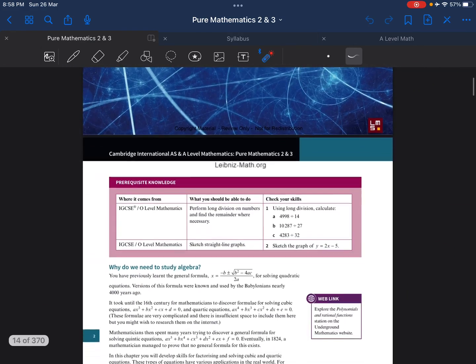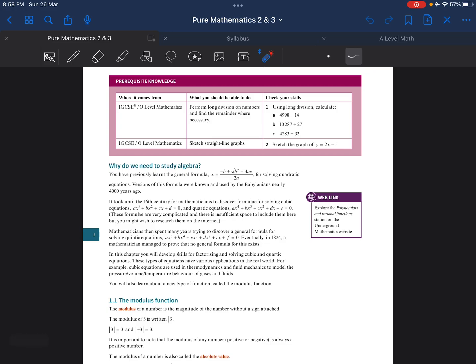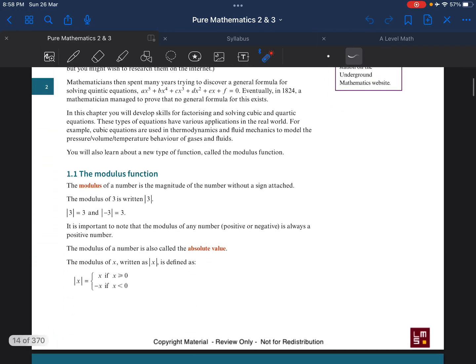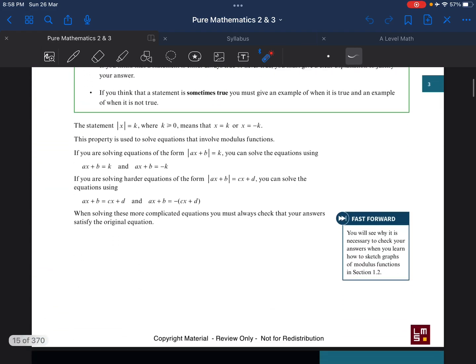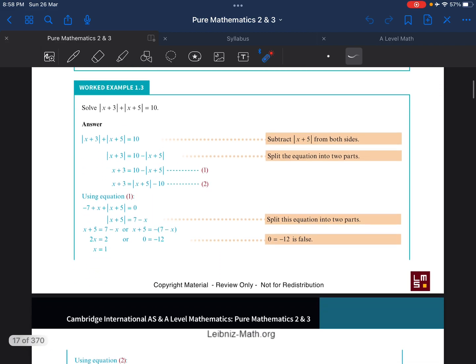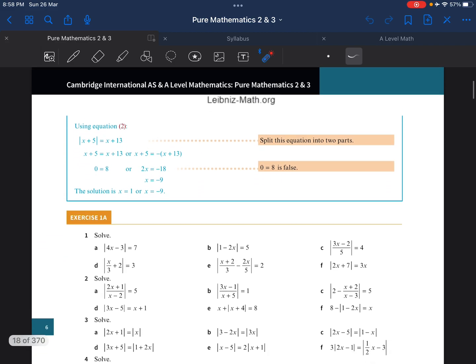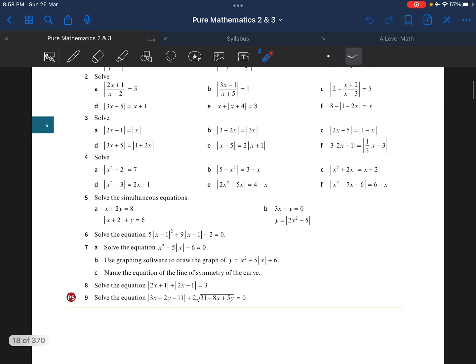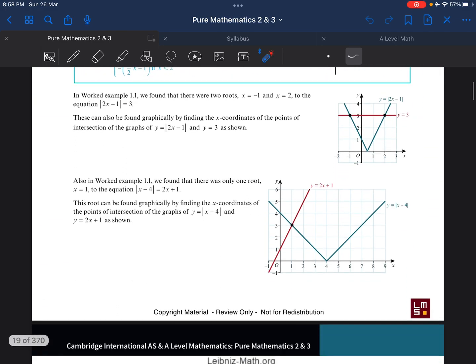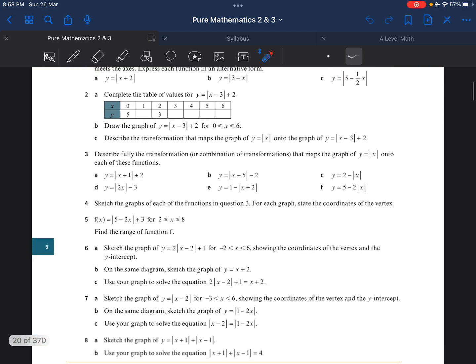So we go to the first part. Okay, so we just read through this. Why do we need to study algebra? You have to read through pages 1 to 8. You just go through it until you get to page 8, and you just try and see what it is about. You don't have to focus on anything. You just have to see what it's about. And there we have page 8.